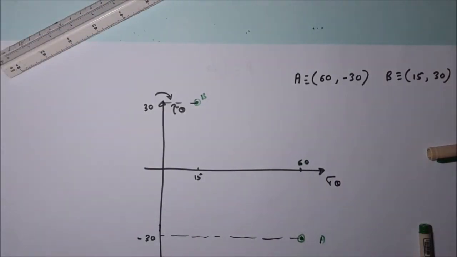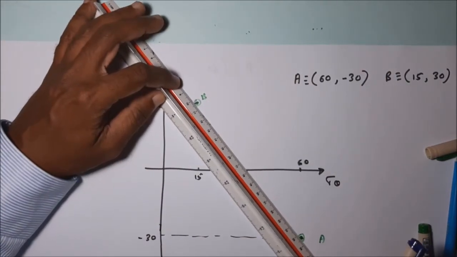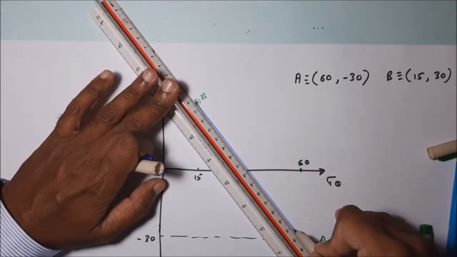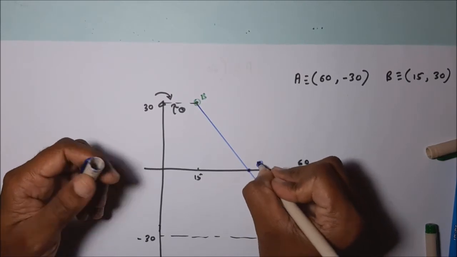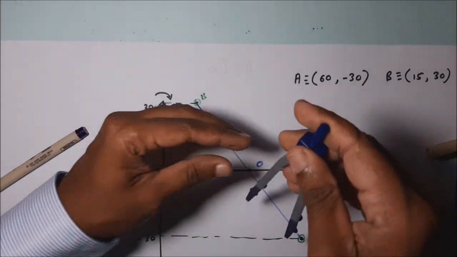Okay, then what is the next step? Join the two points, no? Join the two points and mark the intersection point as O. So I am going to draw these two points. Join the two points. Then this point is the center for the circle. Okay, then I am going to draw this circle.